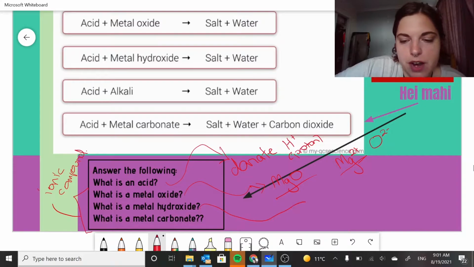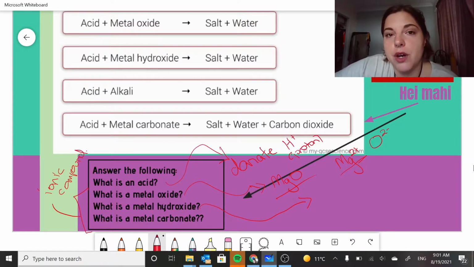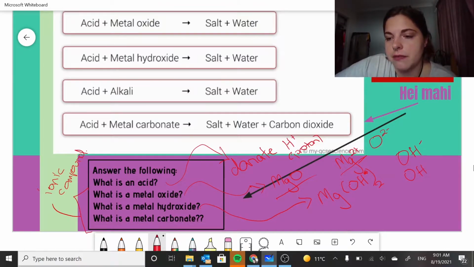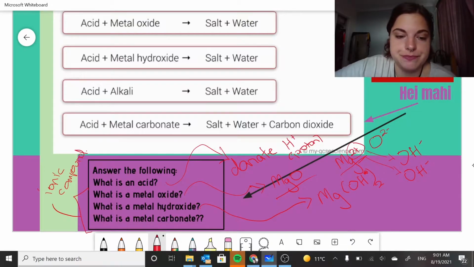Now, what's a metal hydroxide? This involves the hydroxide ion. So again, using magnesium, it's going to make friends with the OH- ion, which is a polyatomic ion. Because it has that minus charge, we're going to need 2 hydroxide ions, because the 2 OH- will marry up nicely with the 2 positives from the magnesium.